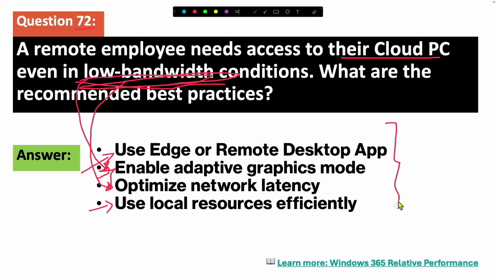So use the combination of all of these points, but make sure to learn the second point, what I said about enabling the adaptive graphics mode, especially for low bandwidth. And the fourth point is also quite important, optimizing the network latency by choosing the nearest Microsoft data center to install or deploy this Windows 365 instance.